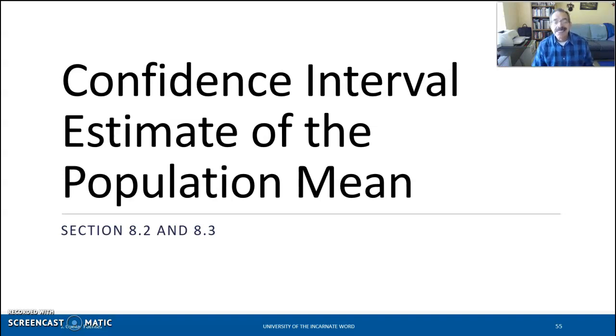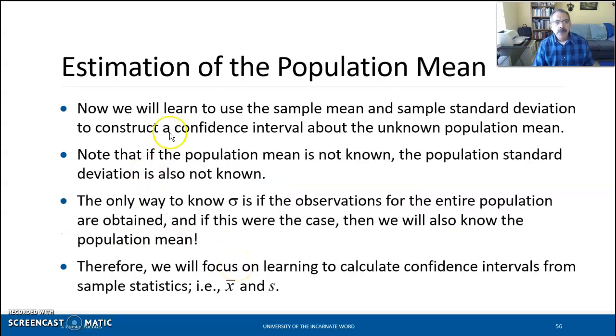This is segment 7 of the Module 7 lecture, and this covers primarily section 8.3 in the textbook. All right, in here we're going to learn to construct a confidence interval limit, but now we're going to use the sample mean and the sample standard deviation.